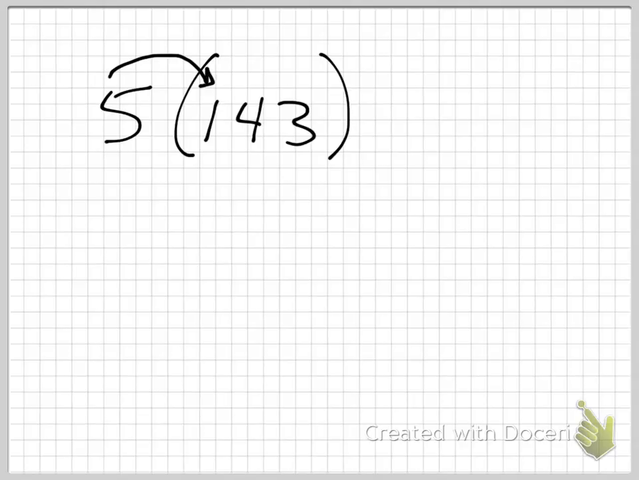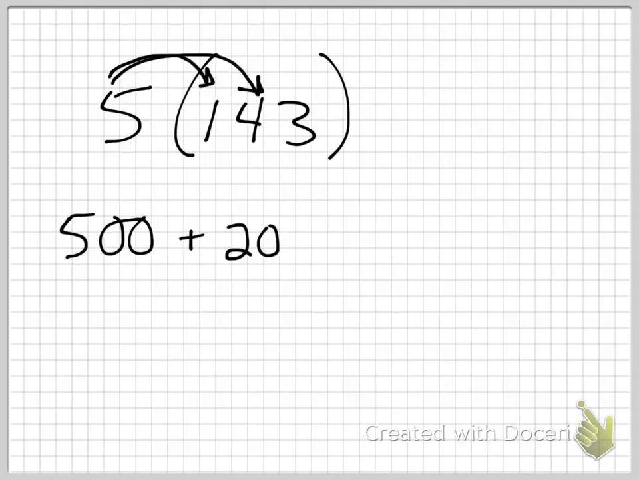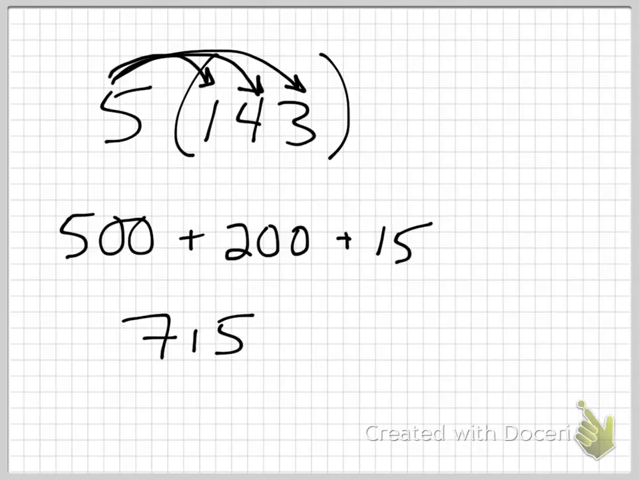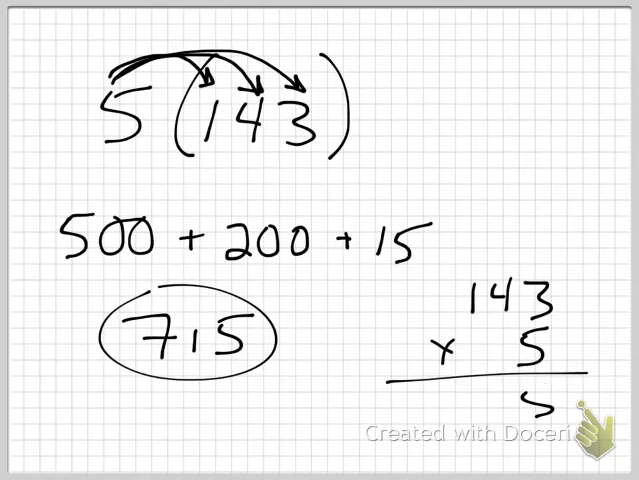But it's not just 1, it's 5 times 100. What is 5 times 100? It's not just 5 times 4, it's 5 times 40. What's 5 times 40? Right? 5 times 40 is 200. And then, is that 5 times 3? Yeah, it is 5 times 3, which is 15. Let's see if we're right. 143 times 5.